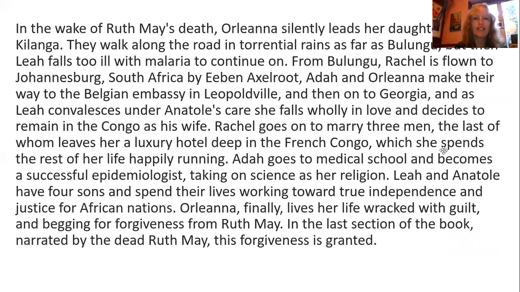In the wake of Ruth May's death, Orleana silently leads her daughters out of Kilanga. They walk along the road in torrential rains as far as Bulungu, but then Leah falls too ill with malaria to continue on. From Bulungu, Rachel is flown to Johannesburg, South Africa, by Ibn Axelroot. Ada and Orleana make their way to the Belgian embassy in Leopoldville and then on to Georgia. And as Leah convalesces under Anatole's care, she falls wholly in love and decides to remain in the Congo as his wife.